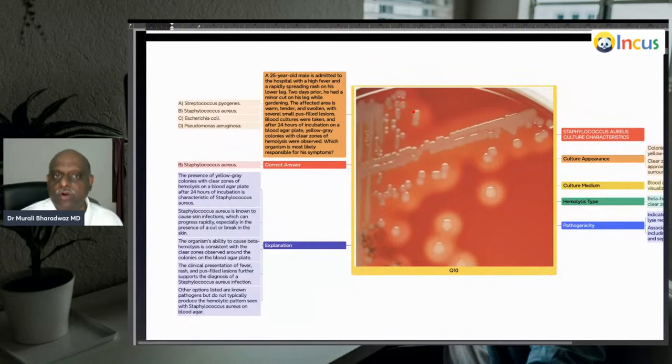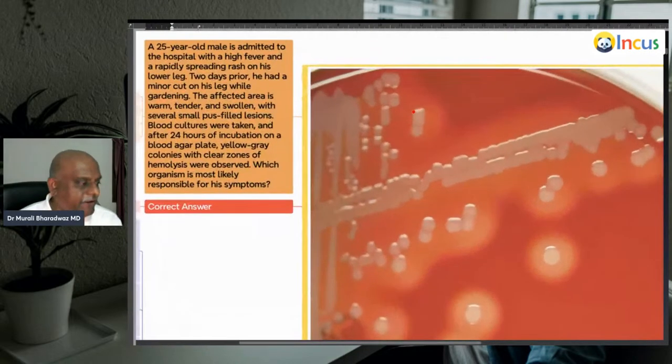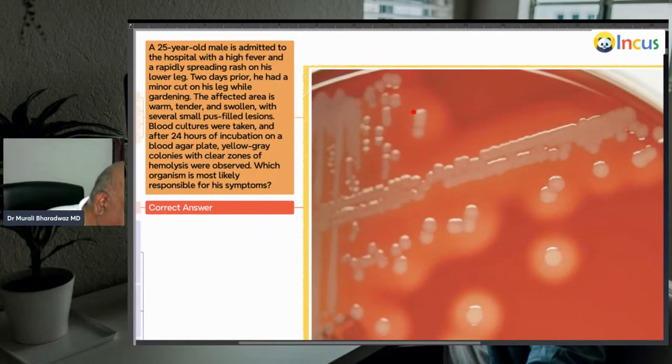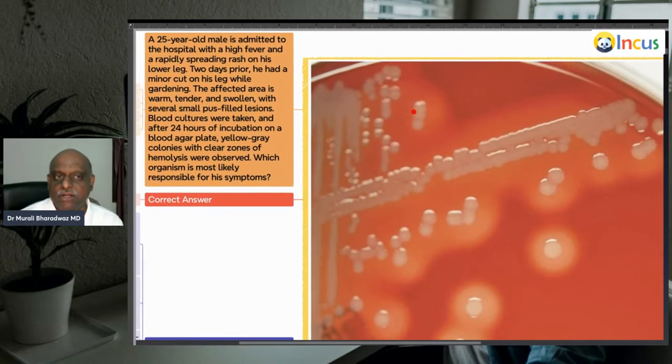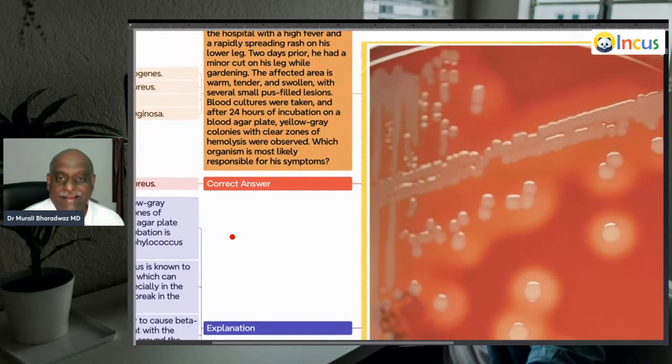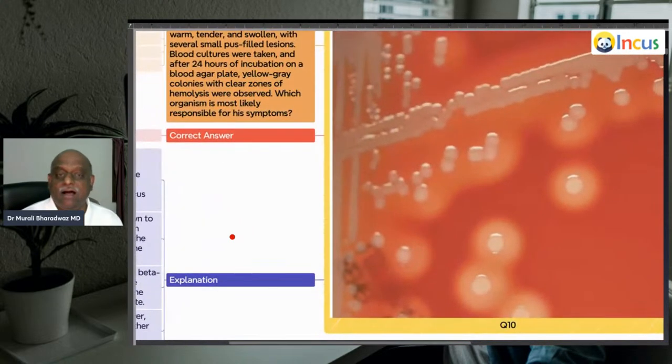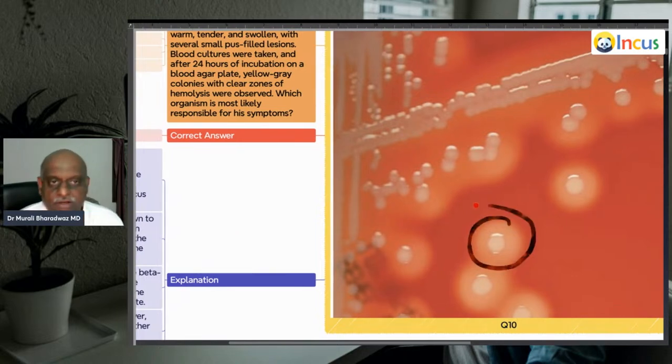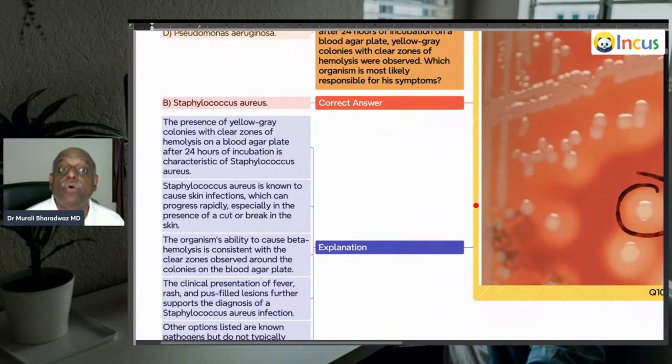A 25-year-old is admitted to the hospital with high fever and a rapidly spreading rash. 2 days prior, he had a minor cut in the leg. Several small pus-filled lesions are there. And on incubation on the blood agar plate, you can see clear zones of hemolysis. They're observed. So it is Staphylococcus aureus.